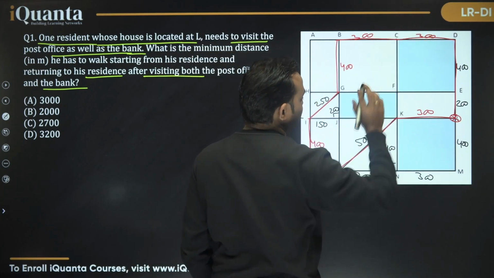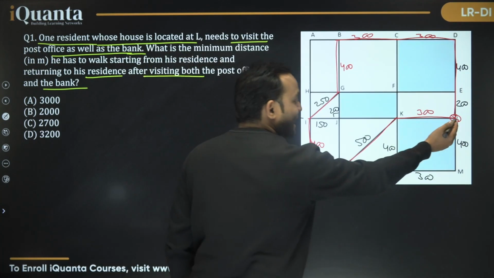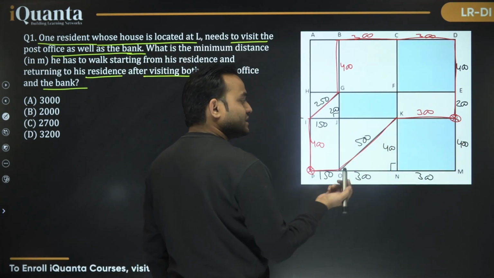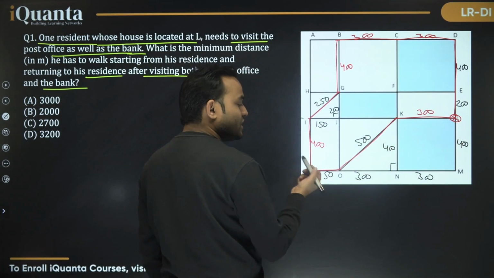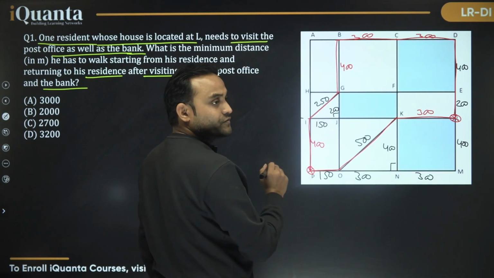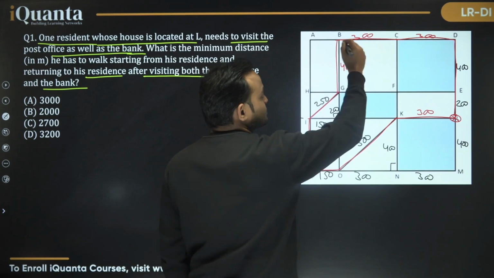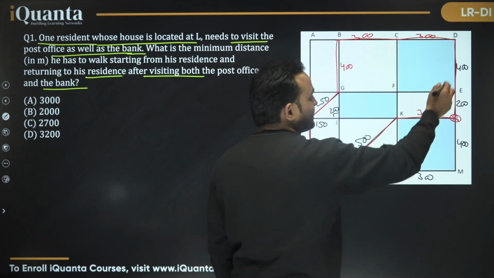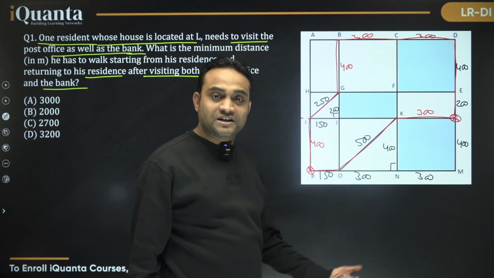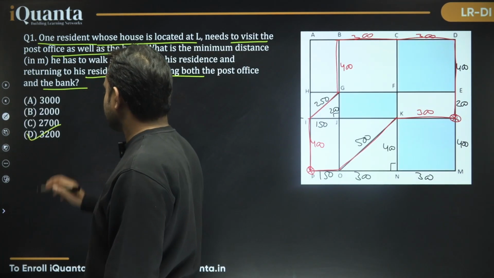300 plus 300, or you can also calculate it starting from L. So 300 plus 500, 800 plus 150, 950 plus 400, 1350 plus 250, 1600 plus 400, 2000 plus 600, 2600 plus 600, 3200. So our answer is option D. All right.